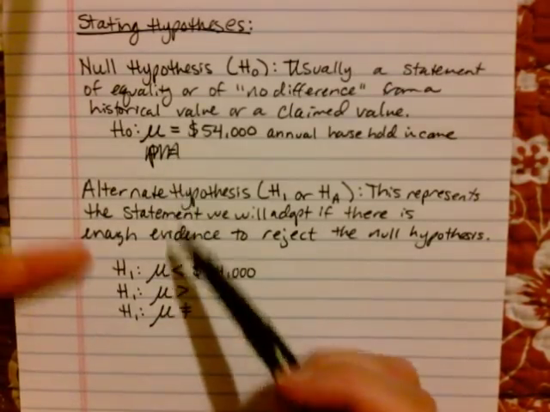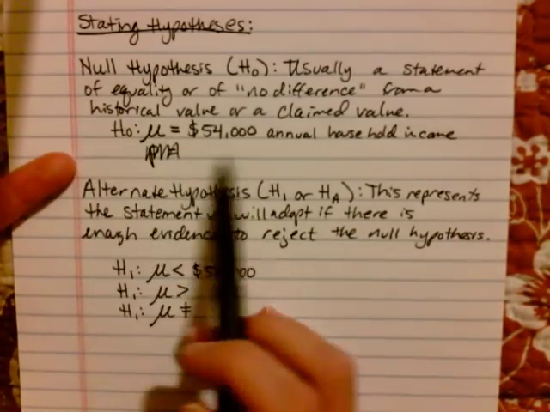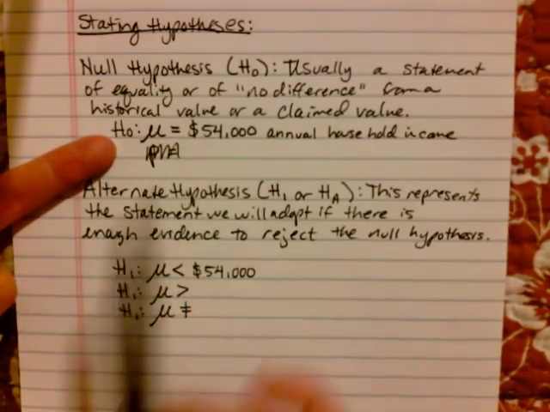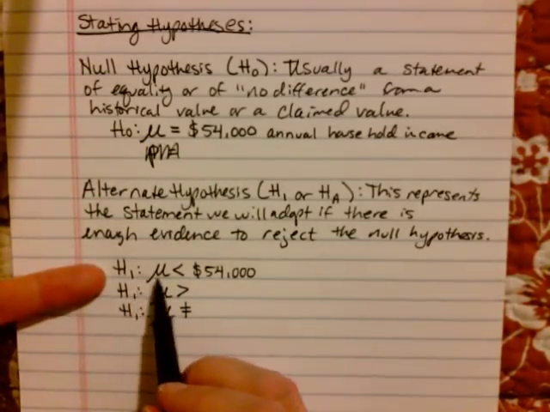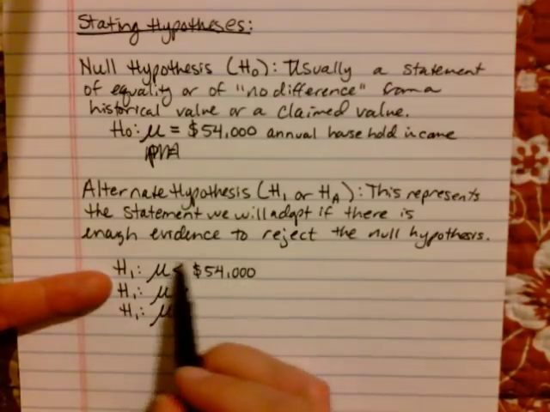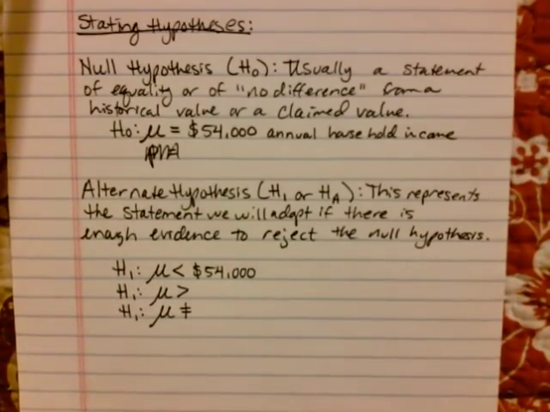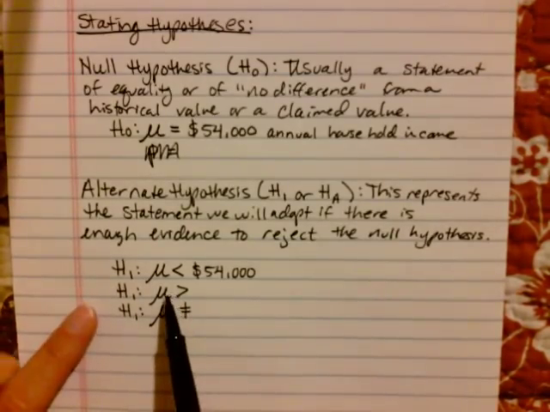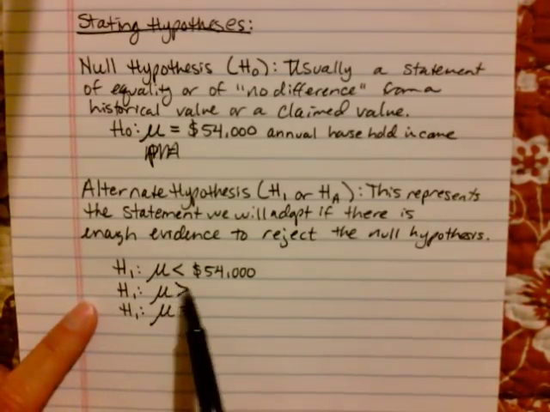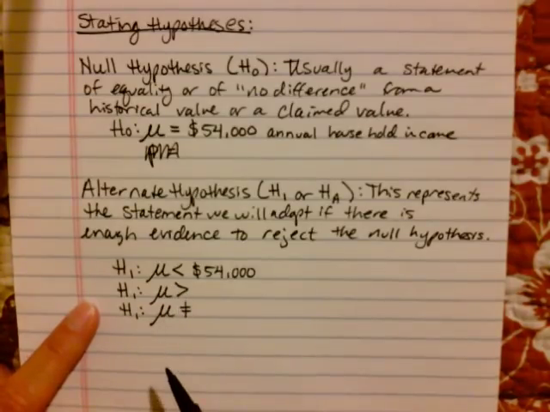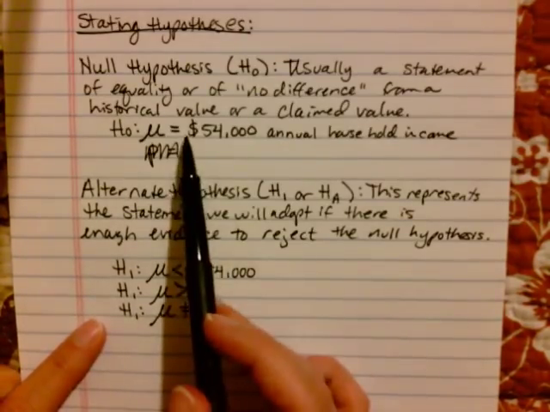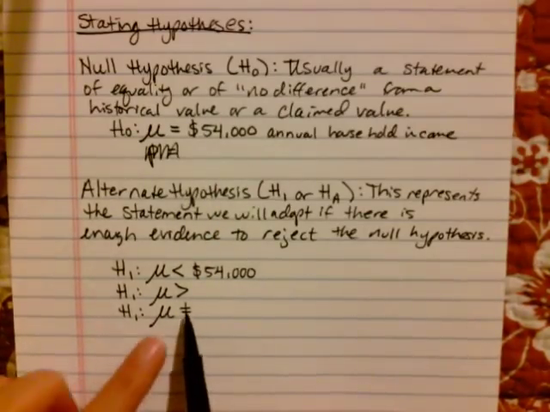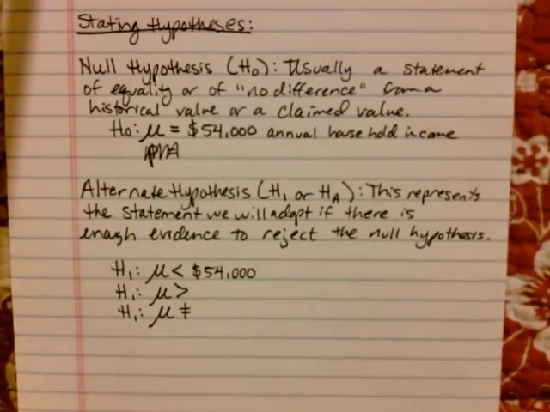So right now I've got two competing claims. The predicted value or the historical value that the mean annual household income in Bellingham is $54,000, and now I'm saying, is there enough evidence to show that it's actually dropped below that, that it's less than $54,000? If we were testing to see if it had increased above $54,000, we would be running this type of test with a greater than. And if we were just testing to see is it now different from $54,000, but we didn't care about the direction, we would just use a not equal to.